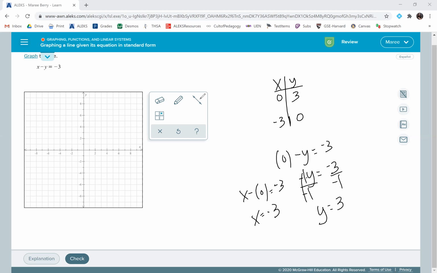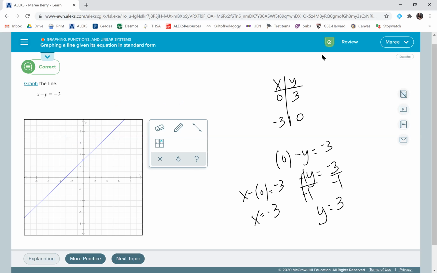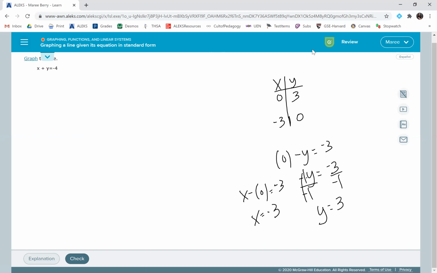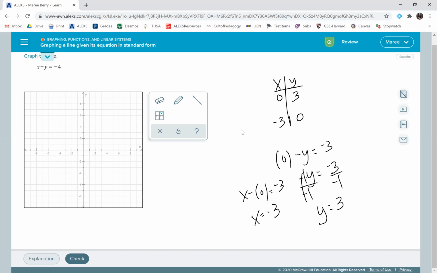So we grab our line here. We go to 0, 3. So we go up 3 on the y, and then we go to the left 3 on the x-axis, and we're done with that one. Now, sometimes we might have a fraction for part of our point. This isn't one of them.